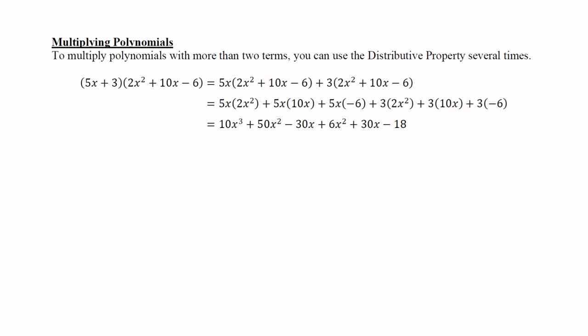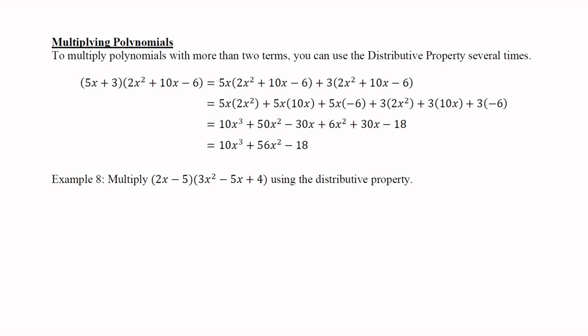So all I did was multiply each pair in the line above. Now the last thing to do is combine your like terms. There's nothing to combine with the 10x cubed, so that sits alone. 50x squared plus 6x squared gives you 56x squared. Negative 30x plus 30x gives you 0x, so we don't need to write that down. And then we have negative 18 on the end.